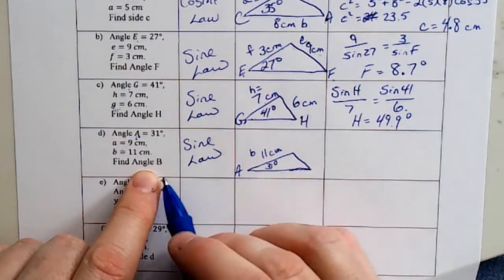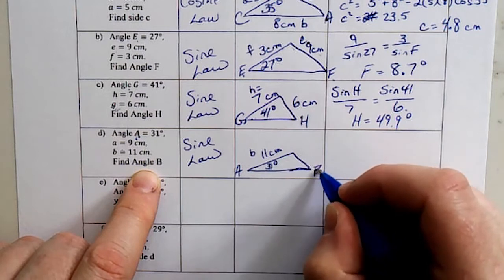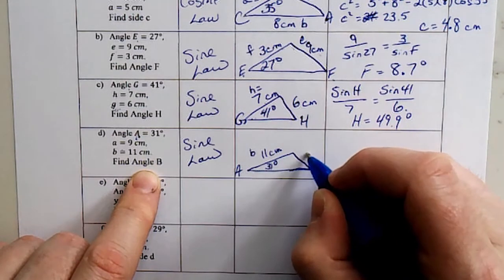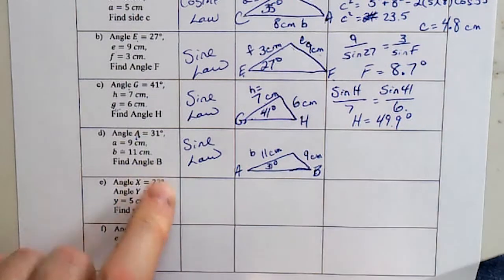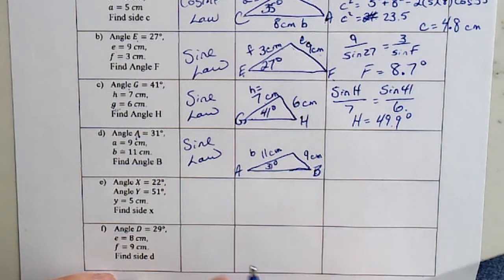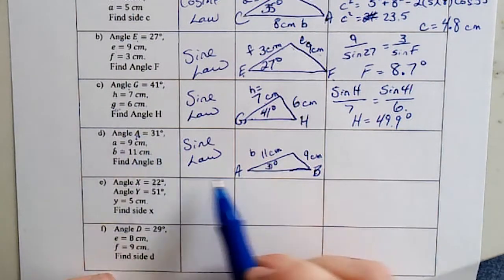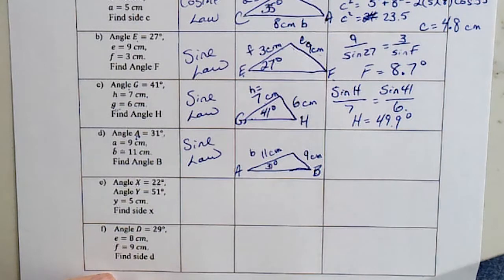And we want B, it's across from side B. A is 9 centimeters. Quick check. Angle A, 31 and 9. They're across. We're good. Sine law.